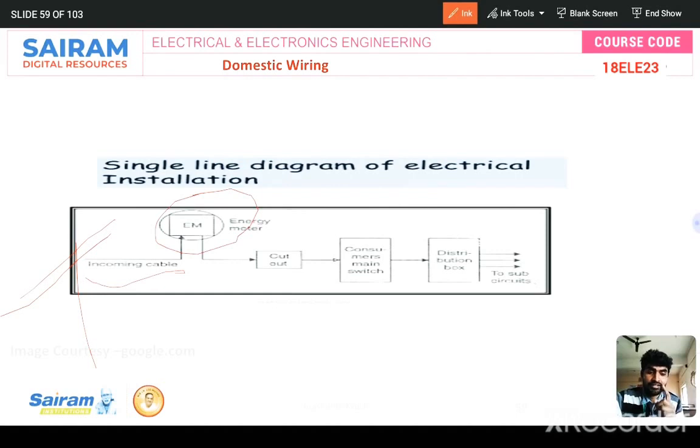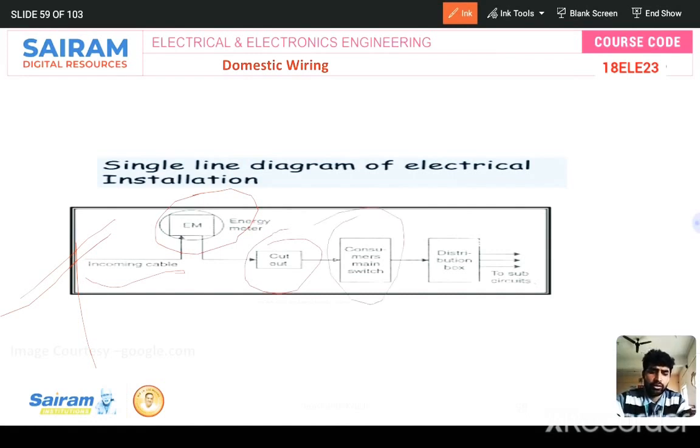What about energy? Energy is power into time, right? Power in watts and time taken. So power consumption into time taken is what they bill, whether it is BESCOM or HESCOM, any electrical power supply company, based on the time and the power consumption. 31 days into 24 hours into 60 minutes into power consumption. Likewise, they will calculate the number of units. And the cutout is a switch-like structure for on-off purposes.